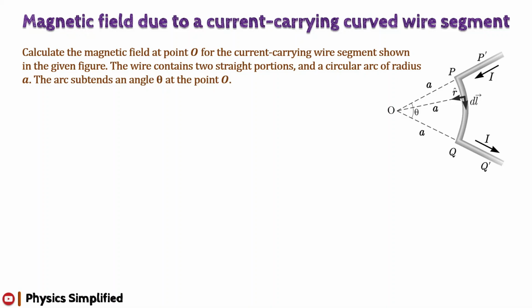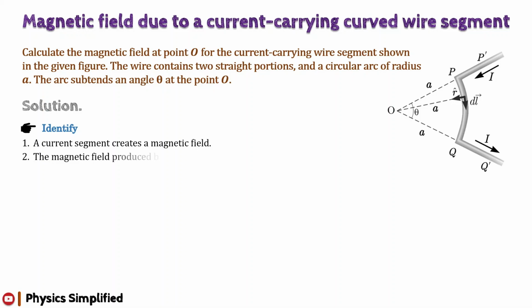Let us now identify the concept we need to solve this problem. Whenever current flows through a given wire or a conductor, we can consider that as the current segment. Every current segment produces magnetic field around it. Before finding the total magnetic field at a given point produced by the current segment, first we need to find the magnetic field produced at the given point by an infinitesimal current element of that segment. This can be done by using the expression of Biot-Savart law.